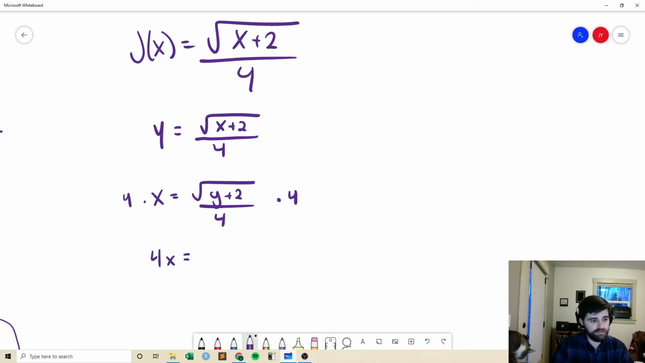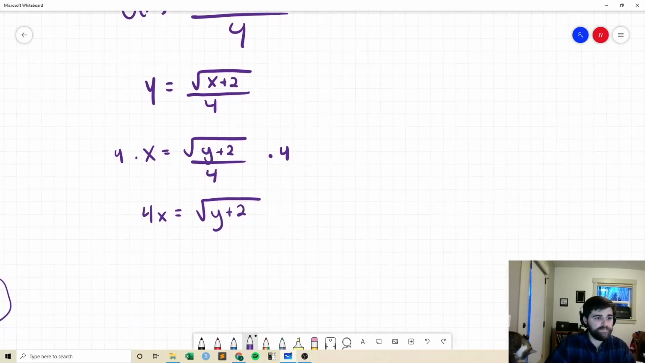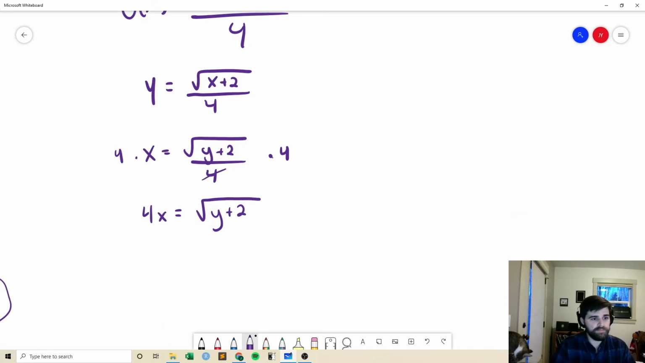As long as we follow our algebra logic here, we can get the right answer even if we go in a different order. So I multiplied by 4. So times 4 and divided by 4, they cancel each other out. They're inverse operations. Now I'm going to get rid of my radical. That's the square root symbol. The opposite of a square root is to square. So I'm going to square both sides.